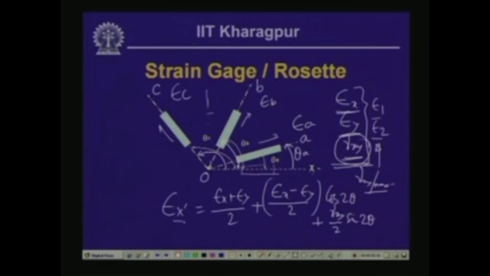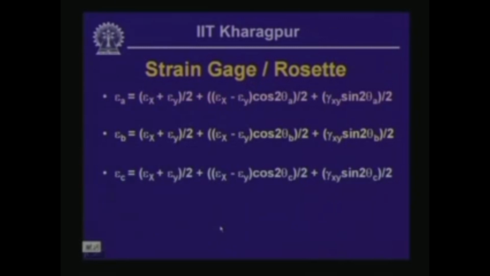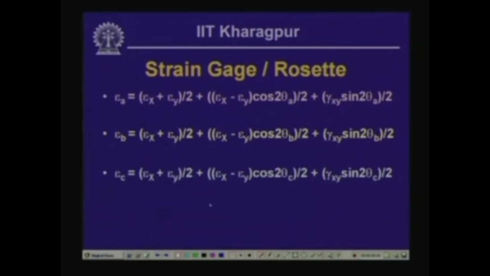Now, this x dash direction varies with theta. In this particular case, epsilon A corresponds to theta A, epsilon B corresponds to theta B, and epsilon C corresponds to theta C. Now, if we substitute theta as theta A, theta B, theta C, correspondingly we can get the values of epsilon A, epsilon B and epsilon C. Epsilon A is equal to epsilon x plus epsilon y by 2, plus epsilon x minus epsilon y by 2 cos 2 theta A plus gamma xy by 2 sin 2 theta A. Likewise, epsilon B is equal to epsilon x plus epsilon y by 2, plus epsilon x minus epsilon y by 2 cos 2 theta B plus gamma xy by 2 sin 2 theta B, and epsilon C likewise with cos 2 theta C and sin 2 theta C.